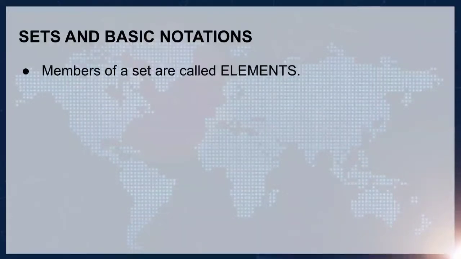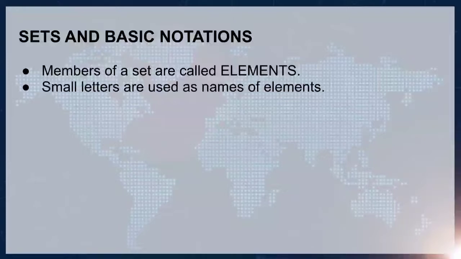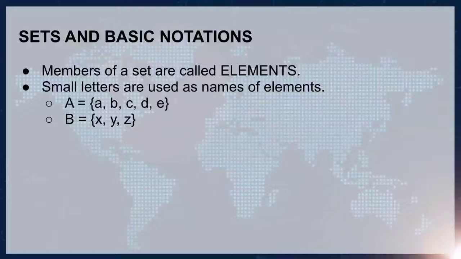Now, members of a set are called elements, and we use small letters when we name elements. Here, for example, we have set A, capital letter A, and its elements are small a, small b, small c, small d, and small e. Another example is set B, capital letter B, which contains elements x, y, and z.